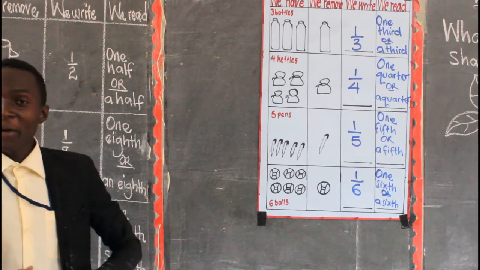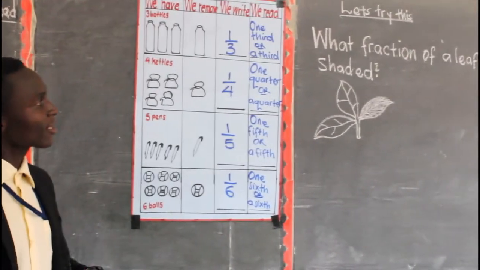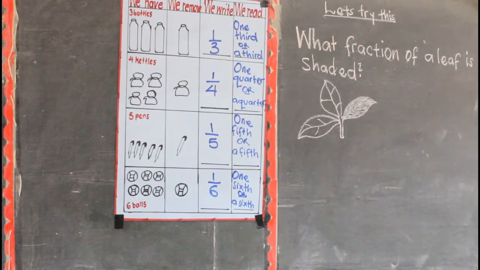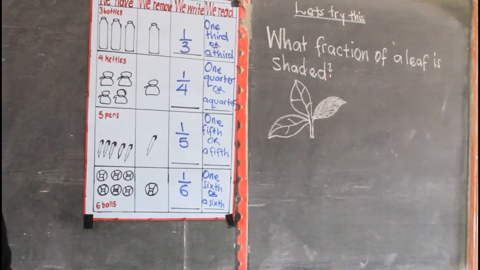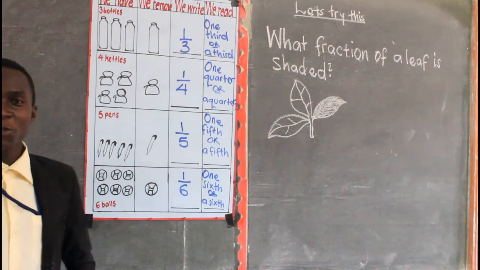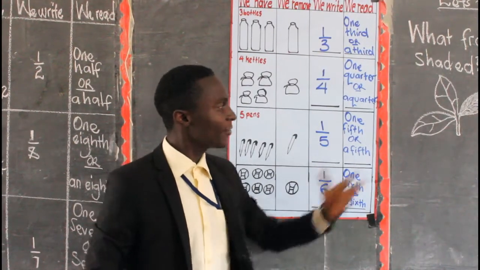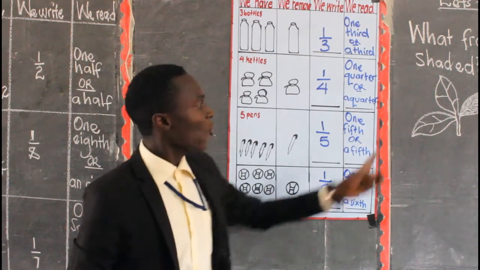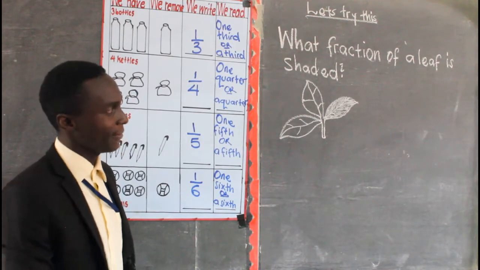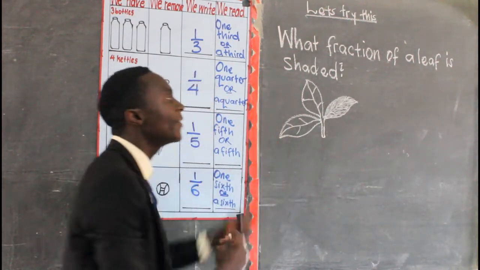We have our trial number. Let us try this number. That's how the heading is. What fraction of a leaf is shaded? Before attempting this question, first ask yourself, how many leaves do we have here? How many leaves do we have altogether? 1, 2, 3. Here there are 3 leaves. So first get to understand that there are 3 leaves.